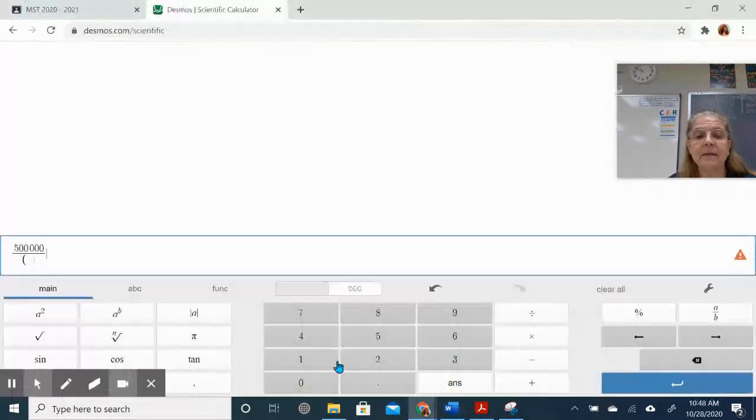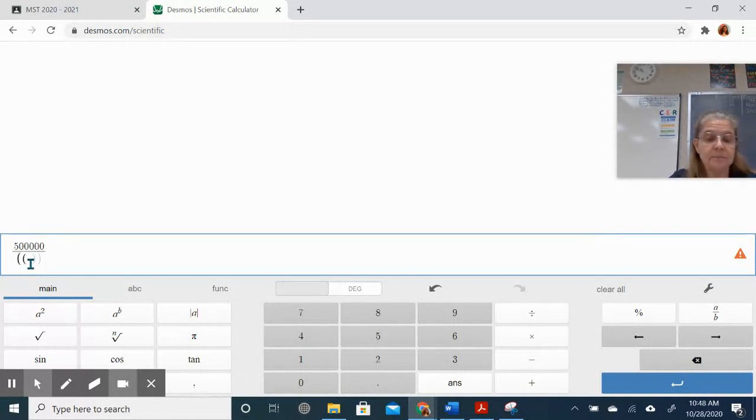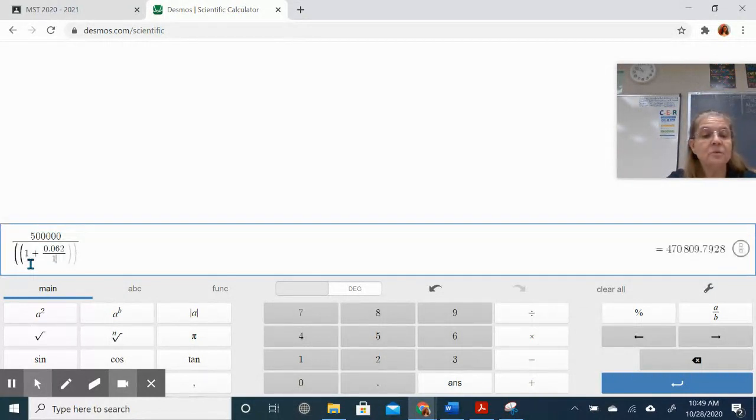So I'm going to go back to the calculator. So what is on the other side? I haven't opened parentheses, but I'm going to open a second. Whoops, I waited too long, so I came out of it. I'm going to open a second set of parentheses and put 1 plus the interest rate, which was 6.2%, so 0.062 divided by 12. See how nice it does that for us?